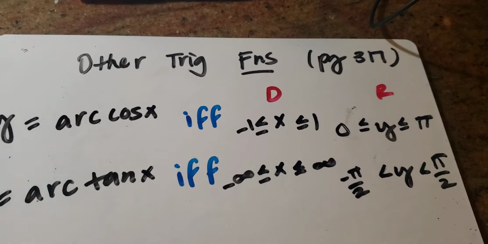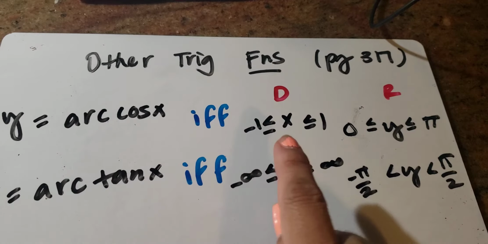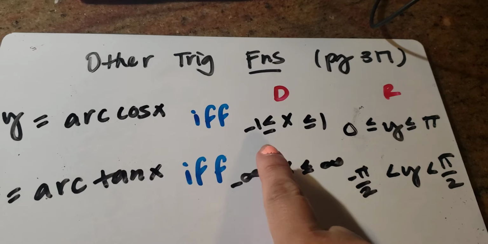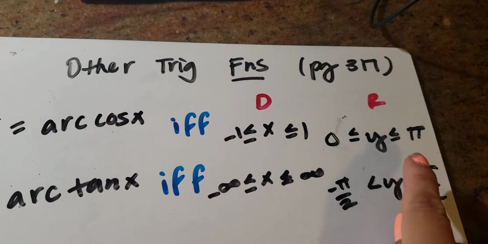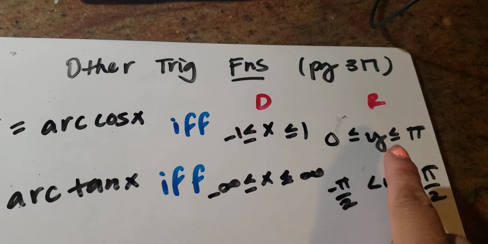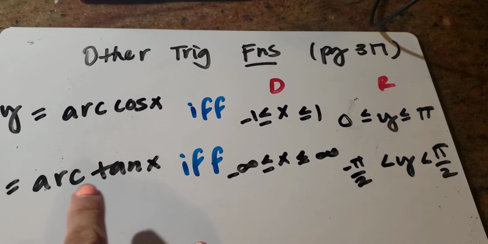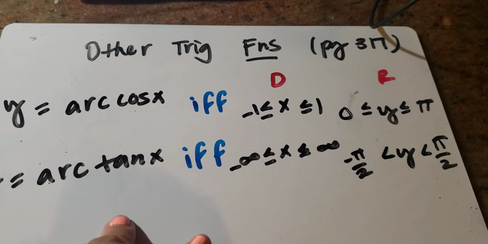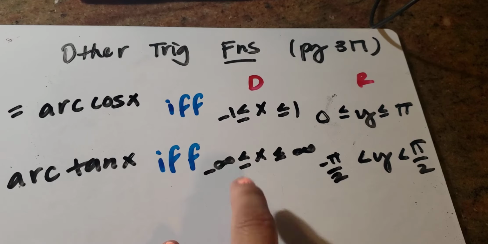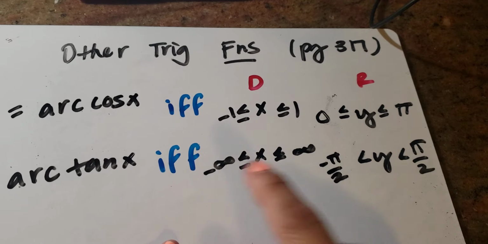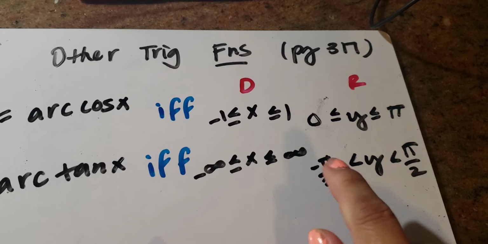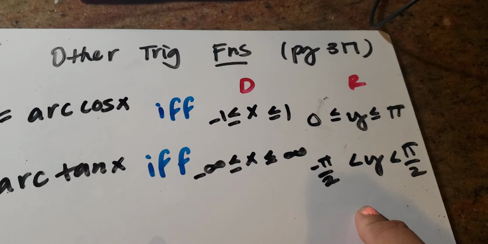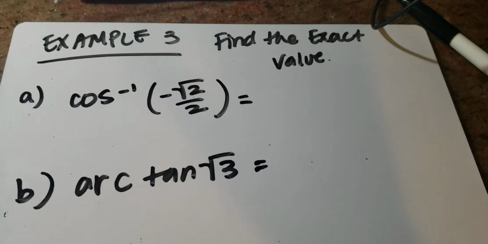So here we go. For arc cosine of x, our domain is going to go from -1 to 1. Our range will go from 0 to pi. So we're basically going to be looking at quadrant 1 and quadrant 2, okay? And for arctangent, our domain is basically all real numbers. And then our range will be pretty much between negative pi over 2 and pi over 2, okay? So similar to the sine. All right, awesome. Well, let's get started right away.